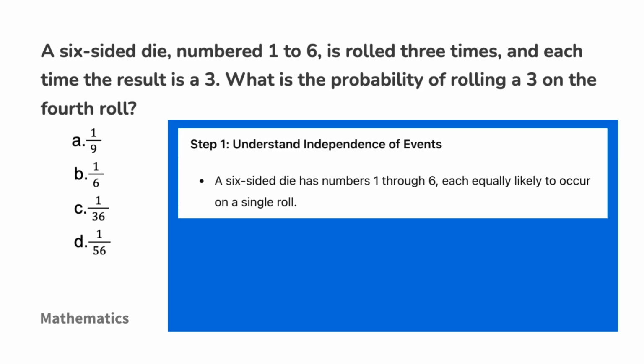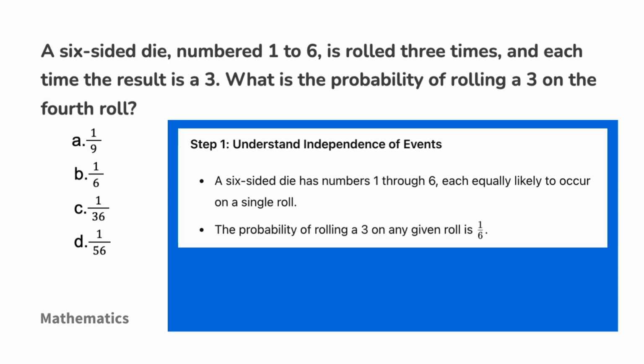All right, let's talk. Taking stock of what we know about independent events, we can understand that a six-sided die has numbers 1 through 6. Each is equally likely to occur on a single roll. Furthermore, the probability of rolling a 3 on any given roll is 1 out of 6. You have a 1 out of 6 chance of rolling a 3 on every single roll that you make.